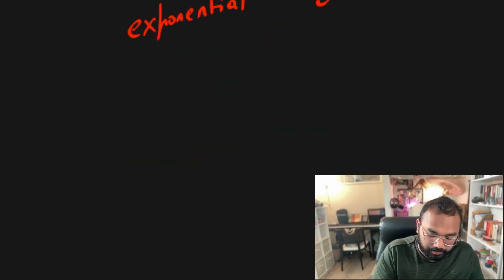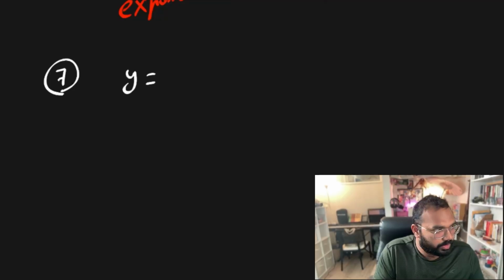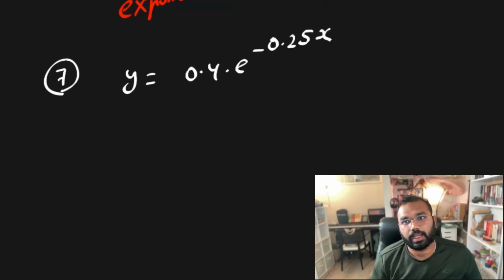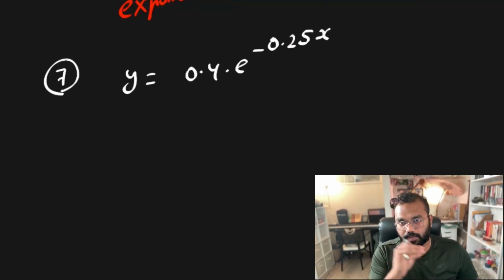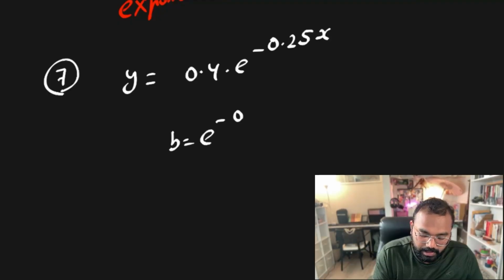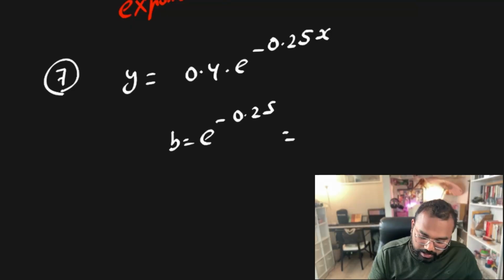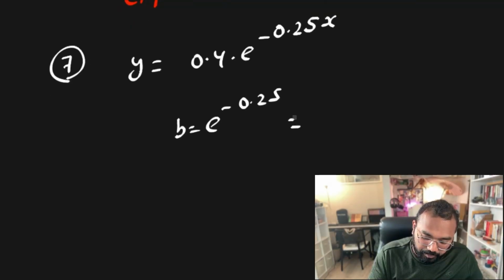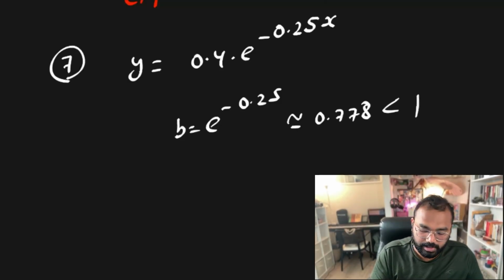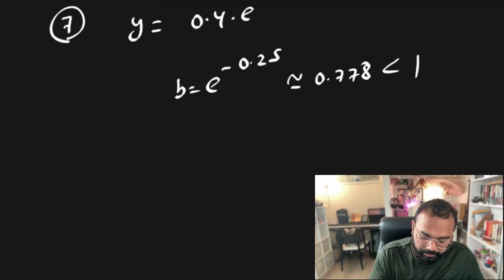Next problem. y equals 0.4 times e to the power of negative 0.25x. Initial value is 0.4 and b value is e to the power of negative 0.25. It is approximately 0.778, which is less than 1. Therefore, this model is exponential decay.